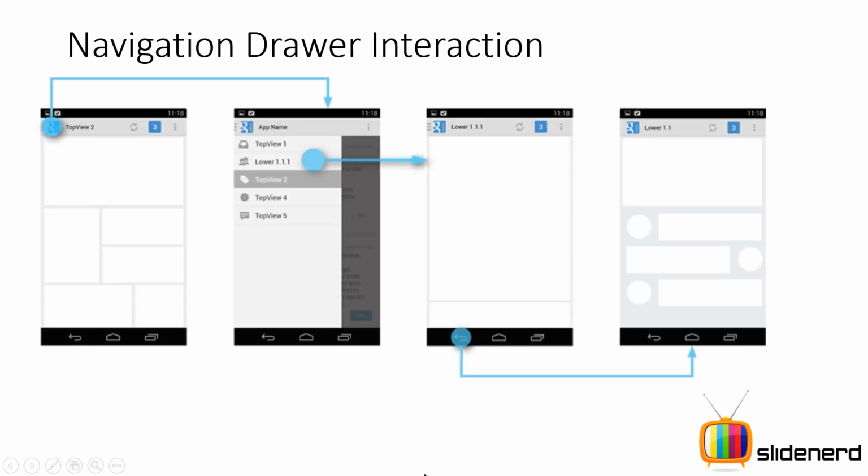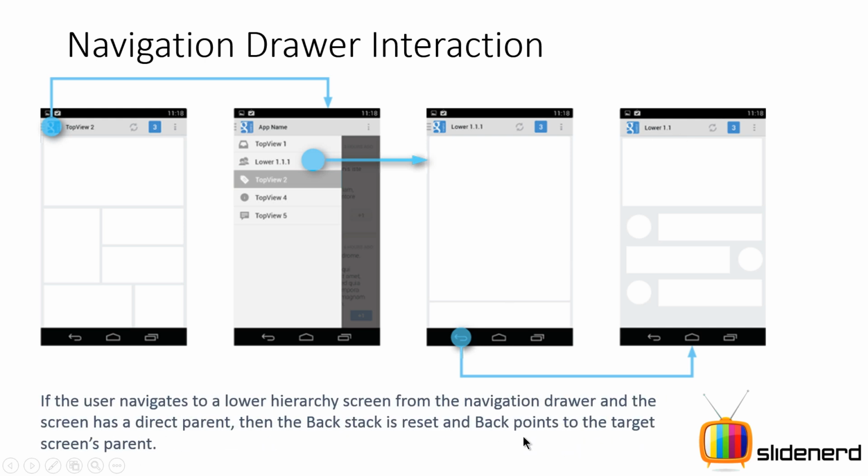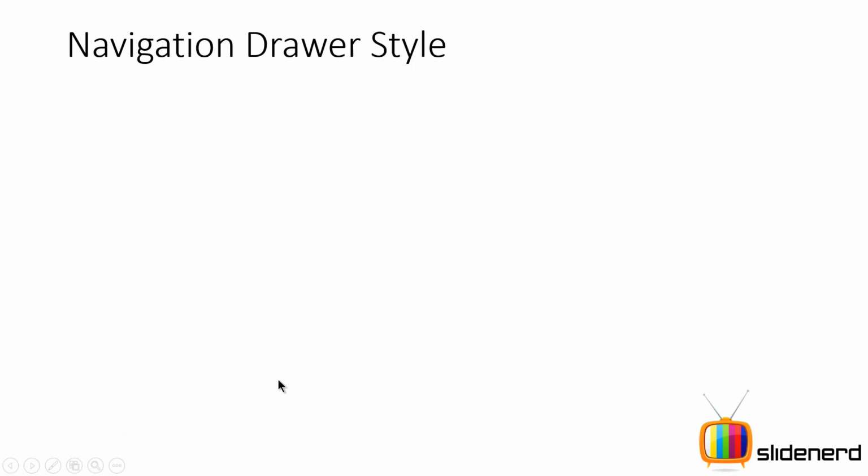However, things change a little bit when you have lower level screens out there. For example, let's say there is top view 1, there is lower 1.1.1. So when you go to lower 1.1.1 and click the back button, you come to the immediate parent of lower 1.1.1, which is lower 1.1. So in other words, if the user navigates to a lower hierarchy screen from a navigation drawer and that screen has a direct parent, then the back stack is reset and it comes to the immediate parent that the lower level screen had, in our case.